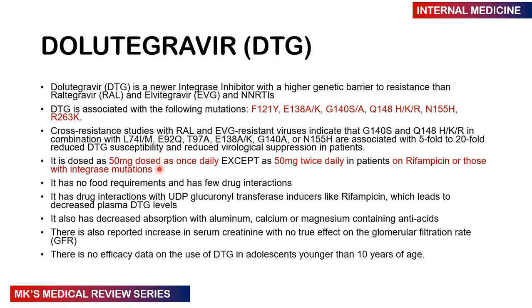Now, the reason why we're doubling the dose when we give it with rifampicin is, remember that DTG is metabolized by UDP glucuronosyltransferase, and UDP glucuronosyltransferase is induced by rifampicin. So if you're giving both drugs, rifampicin will stimulate this enzyme to break down a lot of the DTG, so this will lead to lower levels in the plasma. That's why we give double the dosage. And of course, it has decreased absorption with aluminium, calcium, or magnesium containing antacids, so it shouldn't be taken with those.